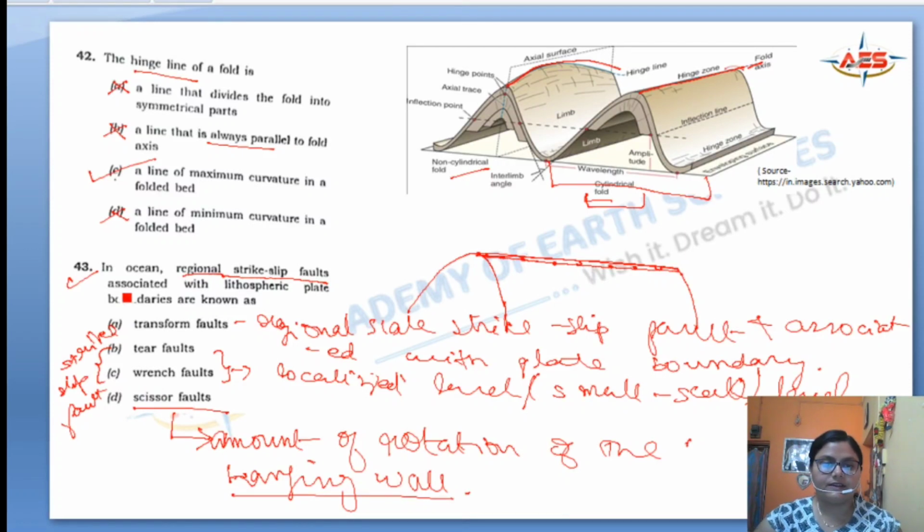So in the case given that in oceanic regions there are regional strike slip faults which are associated with the lithospheric plate boundaries, तो क्या होगा, transform fault होगा, क्योंकि tear fault and ridge fault they are localized small scale faulting, they are also strike slip faults but they are localized और small scale. Caesar fault क्या होता है, ये एक strike slip fault नहीं होता, यहाँ पे जो faulting होता है the hanging wall it is rotated. Okay, so it is not a strike slip fault. So option A is correct for question number 43.